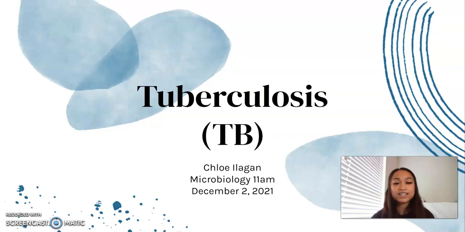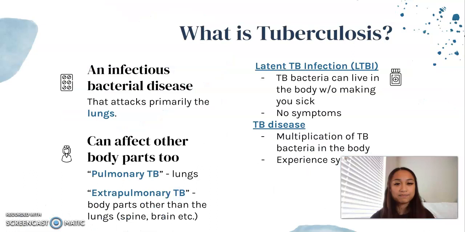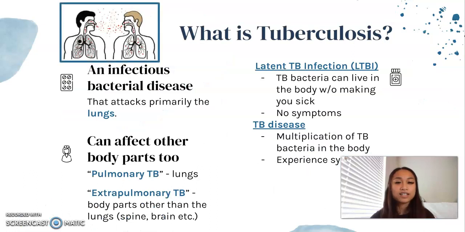So my name is Chloe Ilagan, and I will be talking to you about tuberculosis, TB. Tuberculosis is an infectious bacterial disease that attacks prominently the lungs. It can also attack other body parts, but it does mainly attack the lungs. There are two terms, pulmonary TB, which refers to TB in the lungs, and extrapulmonary, which refers to other body parts. These include the kidneys, the spine, etc.